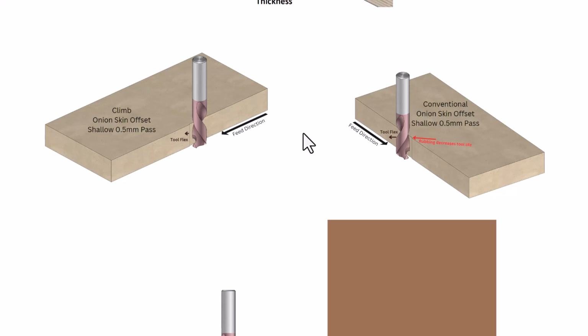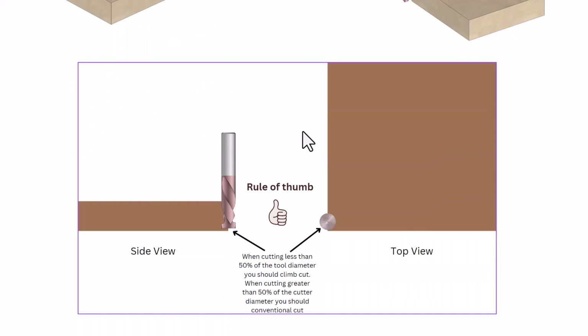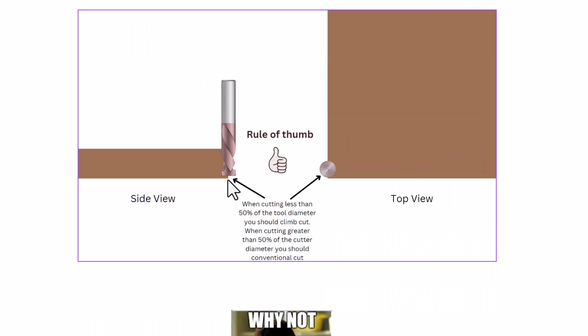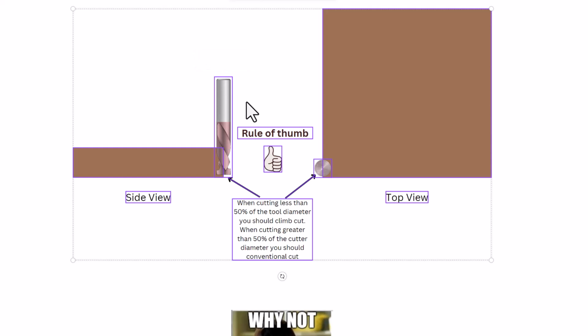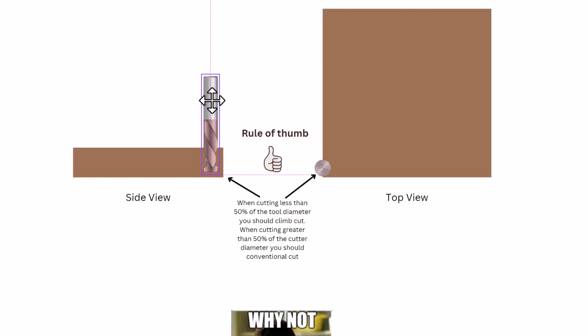Okay. The rule of thumb that I think you can take away from this is if you're cutting less than, say, 50% of the tool diameter, you should climb cut. If you're going more than 50% of the tool, so if this tool here, I'm just going to ungroup this and show you, this tool here was more than 50% of the tool, so if we're all the way in the material like this, then I want a conventional cut. If I'm less than 50%, if I'm fractionally in or just somewhere up to the 50% mark in, I want a climb cut. And I think that's a really good rule of thumb to take away.